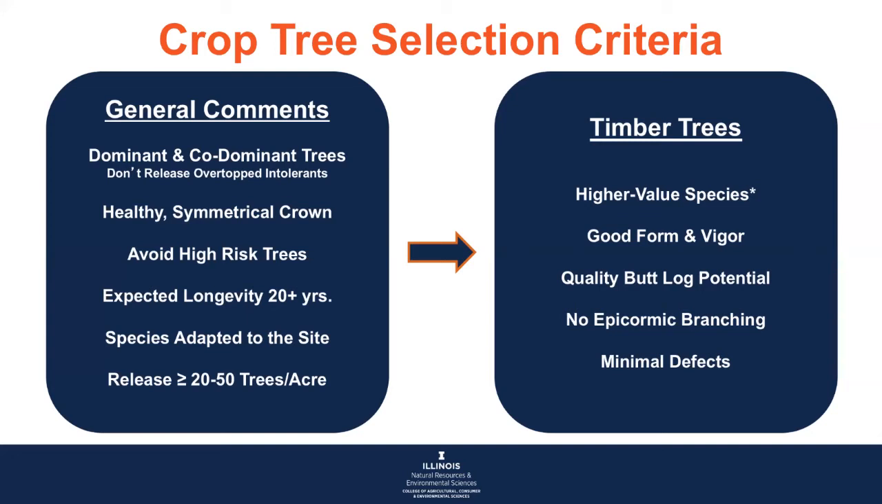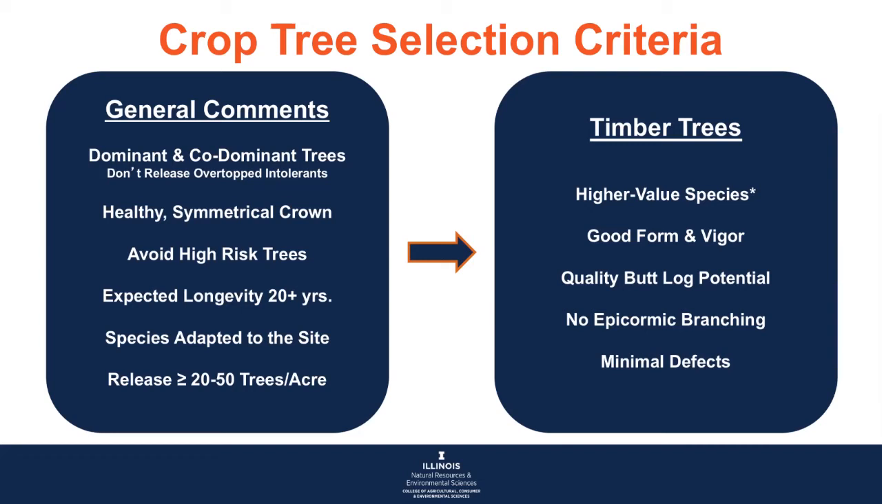Make sure that your crop trees are adapted to the site that you're on, and shoot for 20 to 50 crop trees per acre. And if you have a timber bias, which often I do, you want to make sure that you select trees that are consistently of higher value species, that have good form and vigor. You want to make sure that they have a quality butt log potential, at least 9 to 16 feet of quality butt log potential.